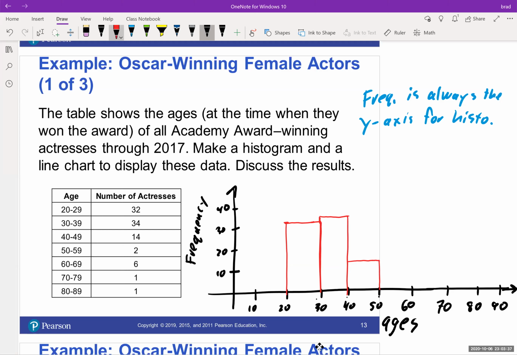Okay, and then the next one is from 50 to 59. That'll be 2. So that's going to be really low. I'm going to have a hard time drawing it, but I'll just do my best right there. And then from 60 to 69, we're going to do 6. So that'll be like right here.